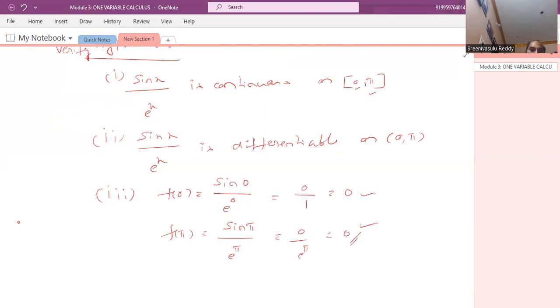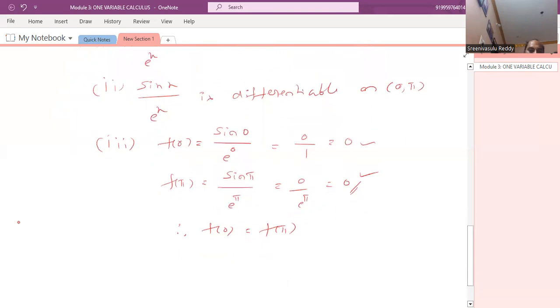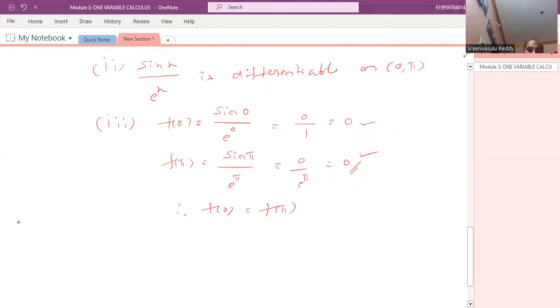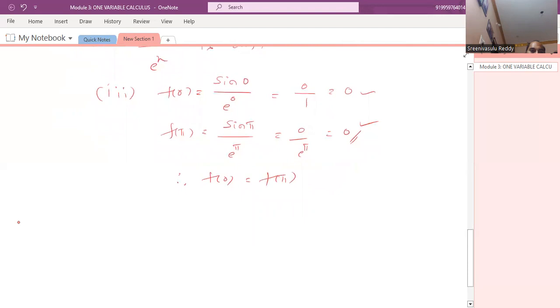So you observe that these two values are coincident. That means the function value at the endpoints is the same. Both are same. So the hypothesis is over. Conclusion: since the hypothesis is satisfied by the given function, by Rolle's theorem there exists a point C in between 0, pi such that the derivative at the point C equals 0.